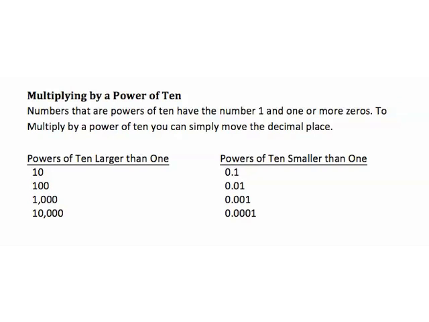Multiplying by a power of 10. Numbers that are powers of 10 have the number 1 and 1 or more zeros. To multiply by a power of 10, you can simply move the decimal place. So you can see here, I have a list of powers of 10 that are larger than 1. 10, 100, 1000, 10,000. Multiplying by these numbers will make our answer larger, and all we need to do is move the decimal to the right when we multiply by powers of 10 that are larger than 1.